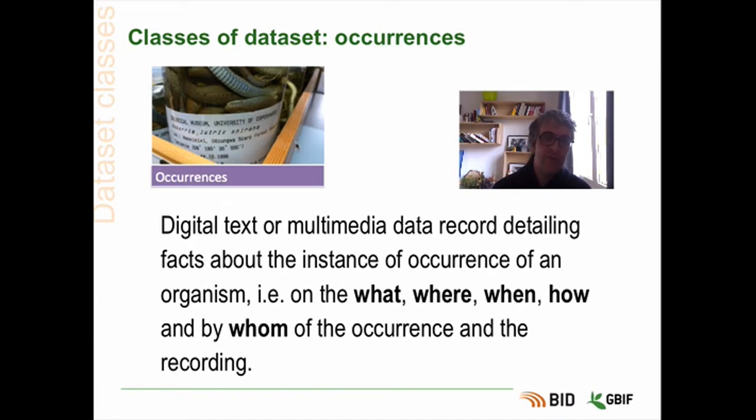We can have subcategories of occurrences, for example, observations in the fields, or specimens that were collected and are kept in a museum of natural history.